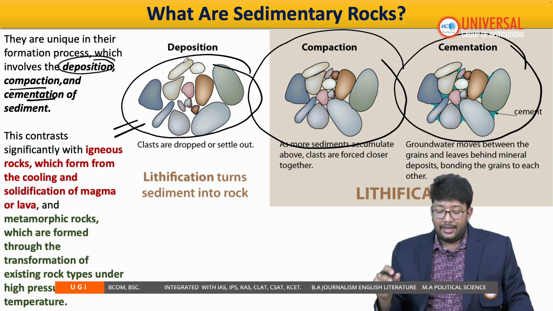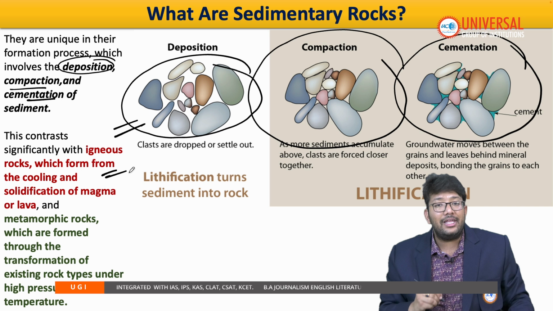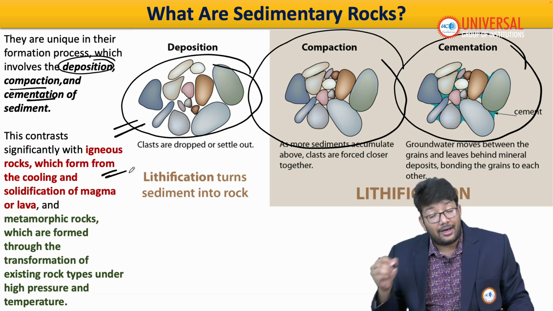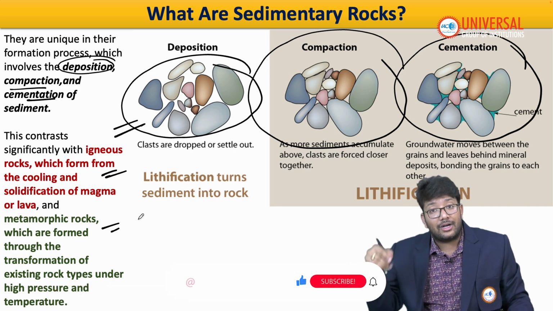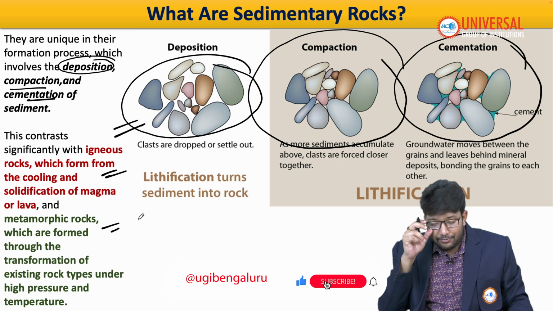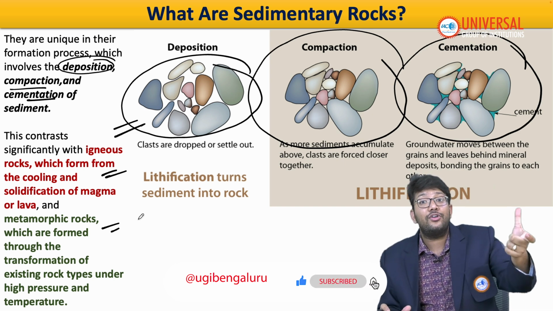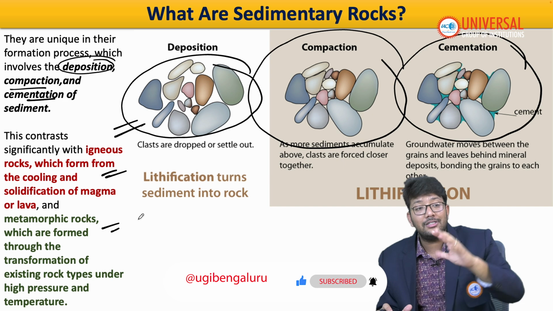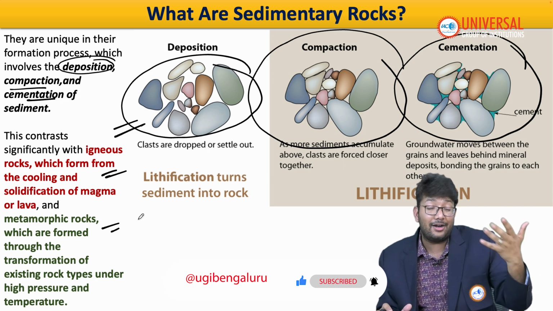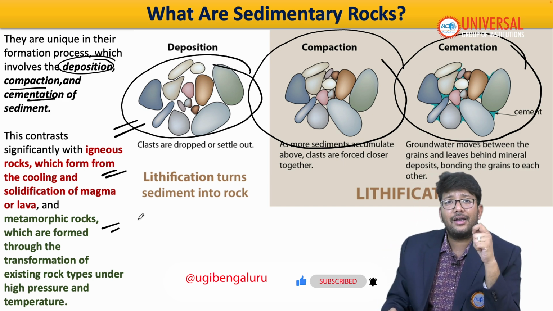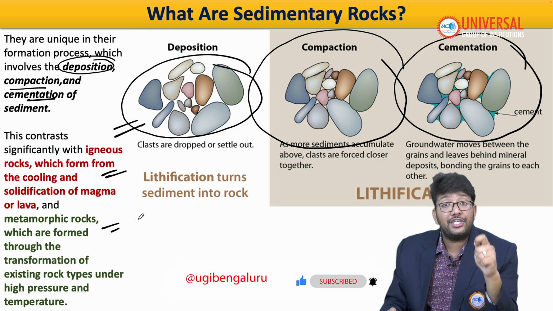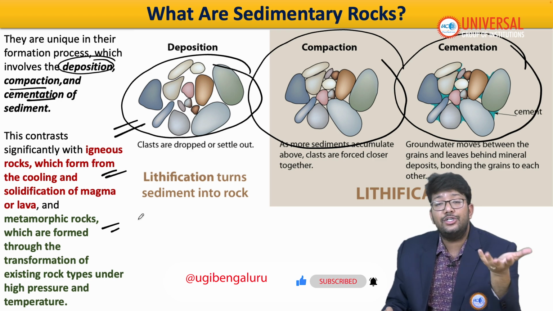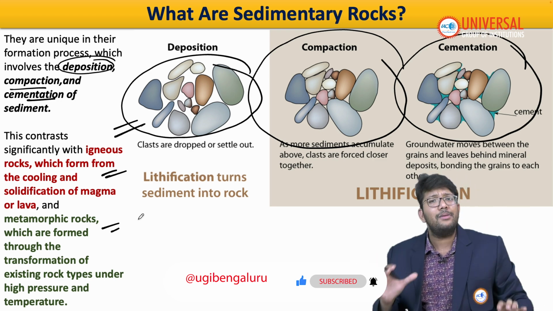Igneous rocks are formed from the cooling and solidification of magma, and metamorphic rocks, which we are going to cover in the next session, are formed by the transformation of sedimentary and igneous rocks. If igneous and sedimentary rocks undergo enormous pressure and heat, they change into metamorphic rocks, and that process is called metamorphism.